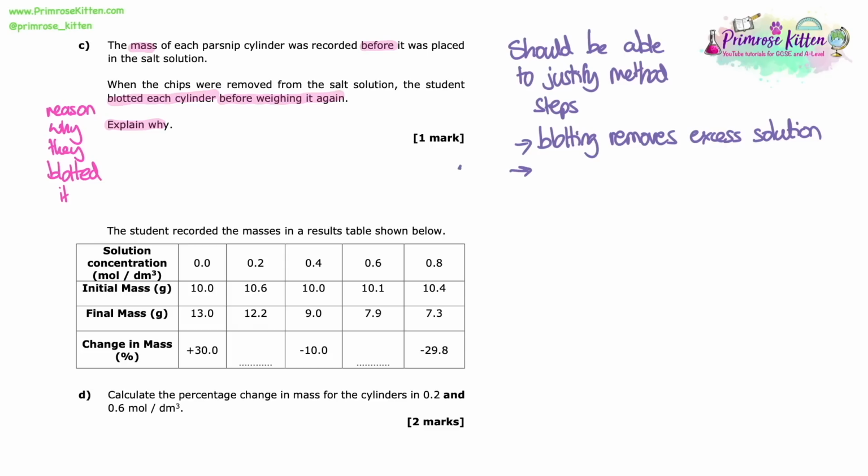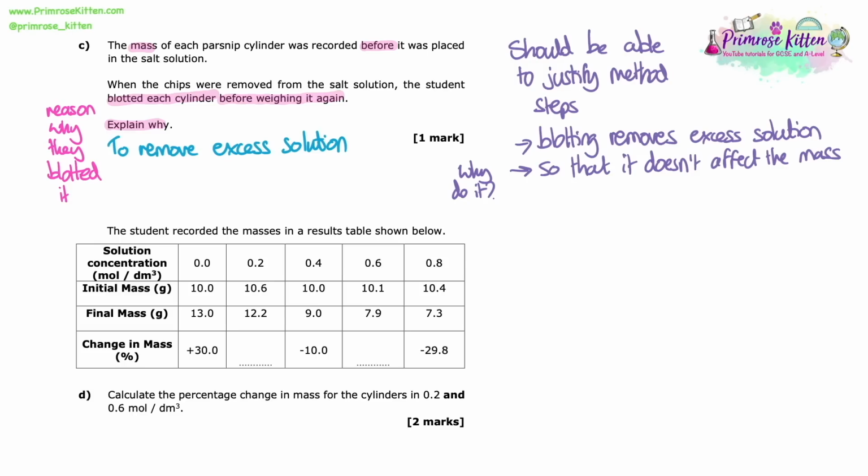So blotting removes excess solution or liquid from the chip. Fine, but why are we doing it? That's not the reason why we're blotting. The reason why we're blotting it is so that we can make sure that any excess solution is removed, because it then doesn't affect the mass, because we are weighing them. What we want to make sure is that we're only weighing the tissue and we're not weighing the tissue and some solution, because that then wouldn't be an accurate result.